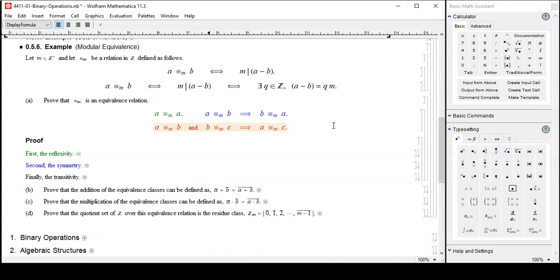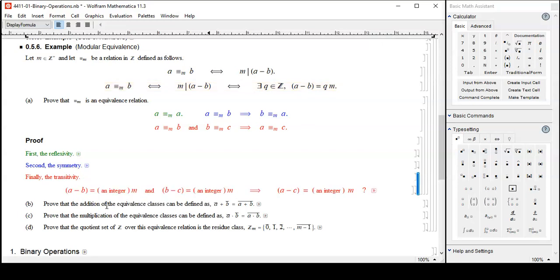How about the transitivity? That may be a bit wordy, so please start the playback and try. What do you get? Remember, you have this and that, so this one will give you a q value, and that will give you a q value, and you have to use different characters here. Whenever you use existential quantifier, use different q values. So a minus b is something times m, b minus c is something times m. Here, make sure you have two different characters.